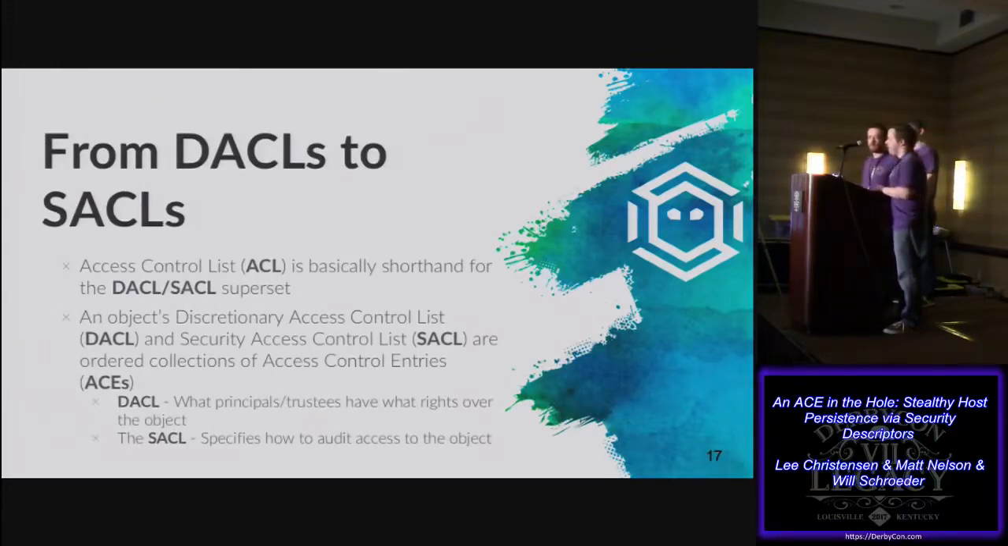So we talked a little bit about DACLs. DACLs just define what users can do to the object. So this is an ACL. All an ACL is, is a list of entries, access control entries. They control access to an object, whereas SACLs are another type of ACL. They control auditing of that object. So you can create ACEs in a SACL that will create alerts whenever that object is accessed.